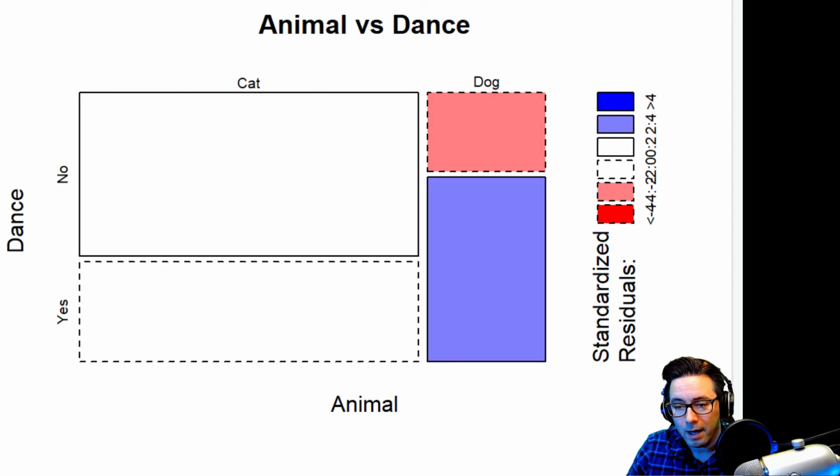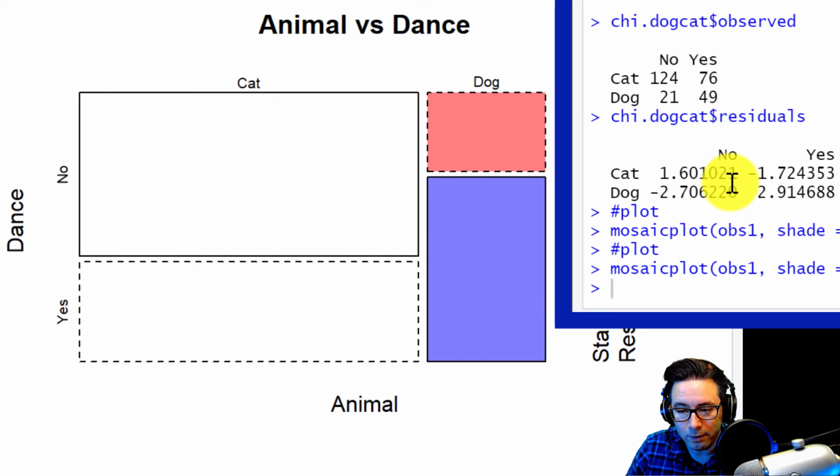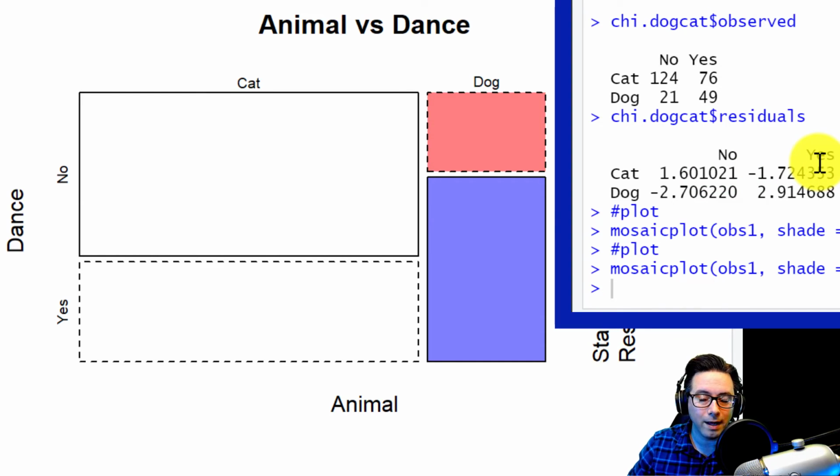Fortunately, when we look at the residuals, the 2 white ones are cats don't dance and do dance. So cats don't dance and do dance, they are both less than, their absolute value is less than 1.96. There we go. I can speak.